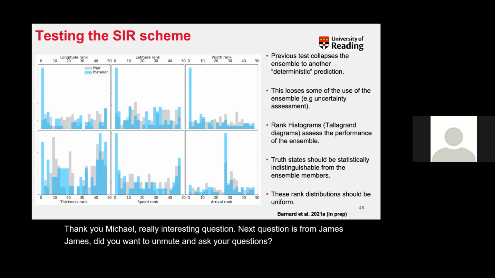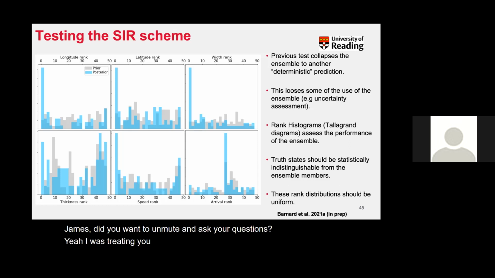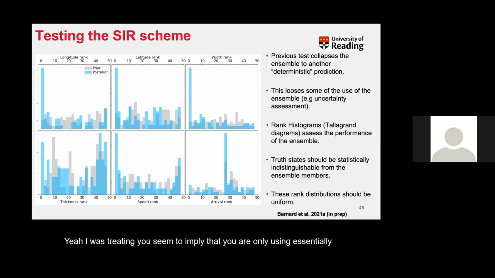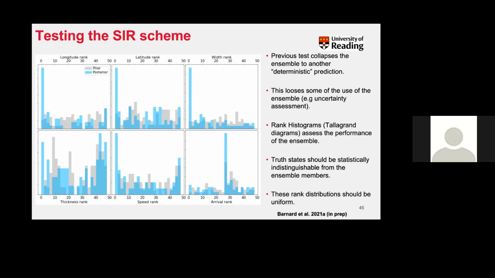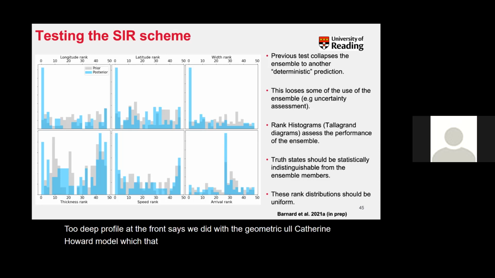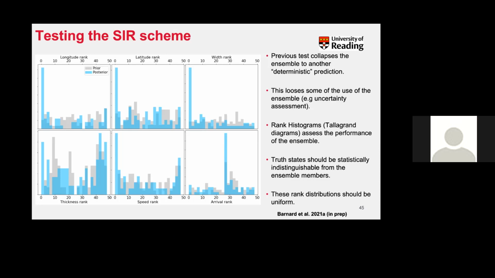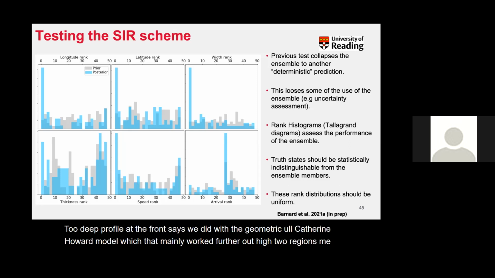Yeah, I mean, I was really thinking, you seem to imply that you were only using essentially the ecliptic plane angles for the measurements, whereas you might be able to distinguish latitude effects if you use the full 2D profile of the fronts, as we did with the geometrical Tappin-Howard model, which mainly worked further out, in the HI2 region of STEREO, but the same principle might apply.